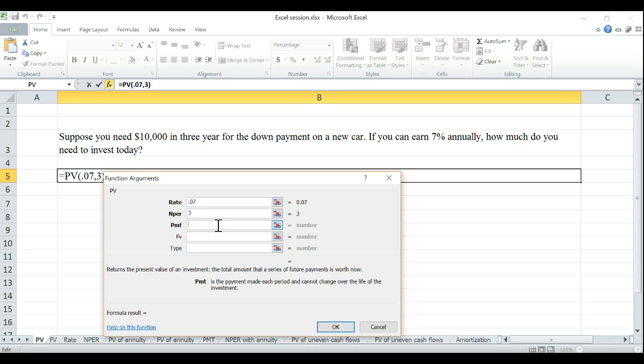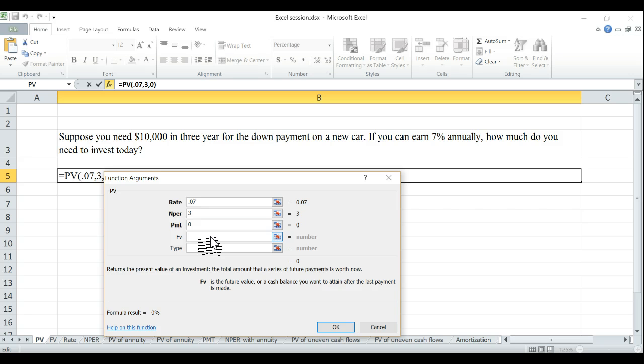Then it is asking for payment. This is the payment made each period and cannot change over the life of the investment. So this is if you had the same payment every single period, like an annuity, which we learned in chapter 6. In this particular example, we don't have any payments, so we can put 0 or leave it blank.